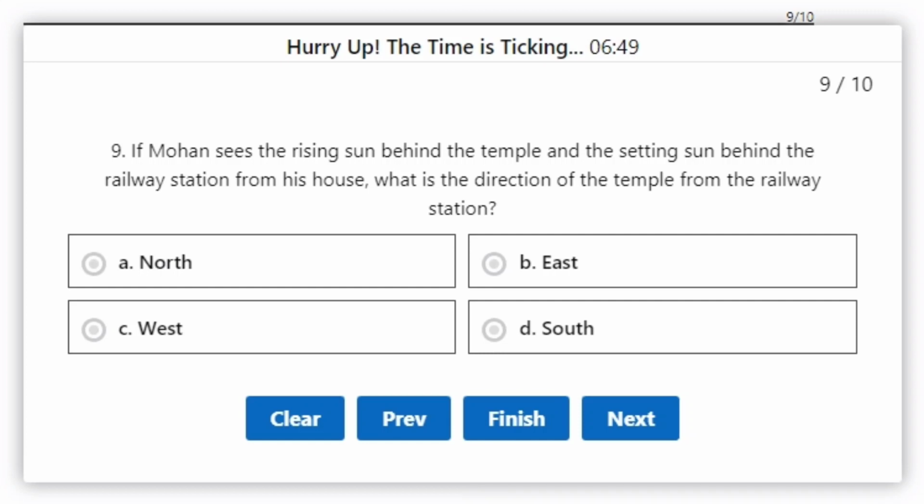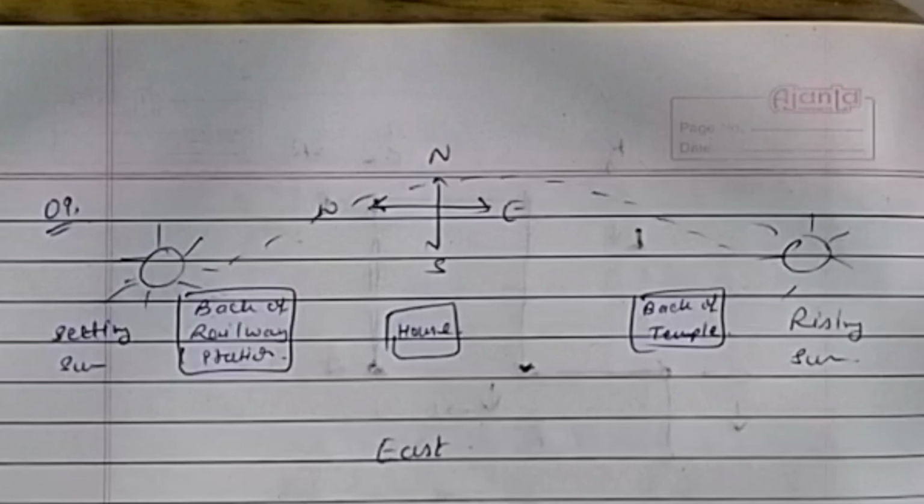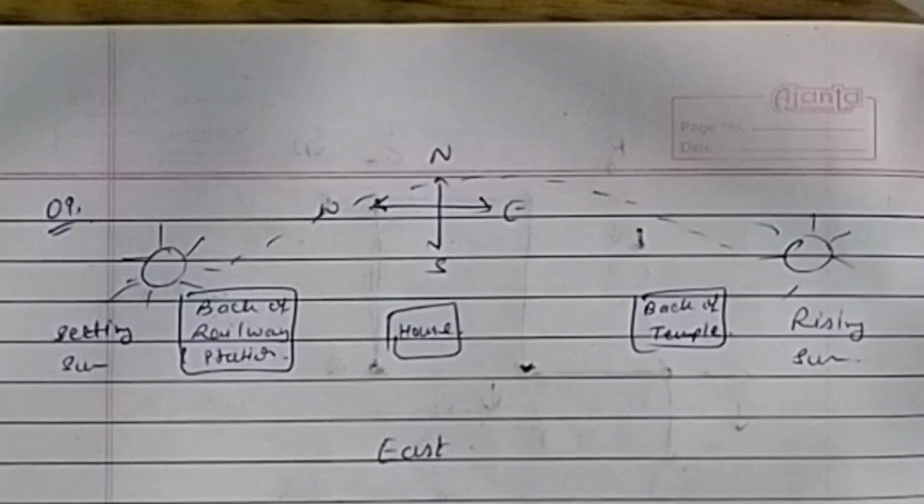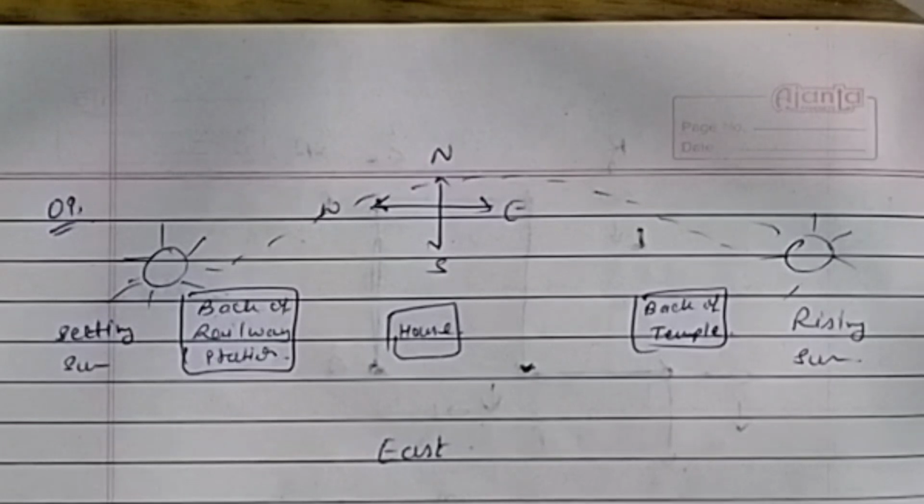Now our question number 9 is, if Mohan sees the rising sun behind the temple and the setting sun behind the railway station from his house, then what is the direction of the temple from the railway station? And the options are A. North, B. East, C. West and D. South. The thing is, Mohan is seeing the sunrise behind the temple and witnessing the sunset behind the railway station from his house.